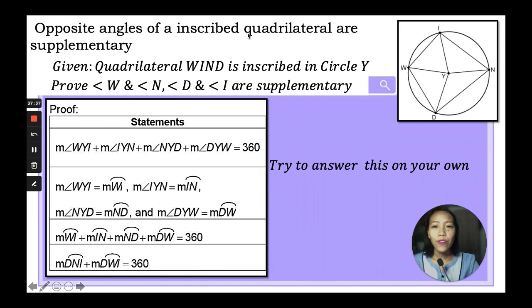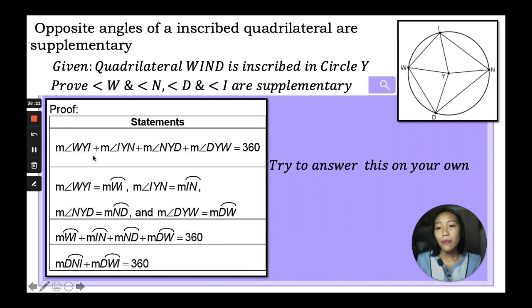So what is this all about? Opposite angles of an inscribed quadrilateral are supplementary. Referring to this illustration, our quadrilateral WIND is inscribed in our circle Y. What we need to prove is that the measures of angle W and angle N, and of angle D and angle I, are supplementary. So what are the supplementary pairs? Angle W and angle N, angle D and angle I, respectively. So here are the statements.